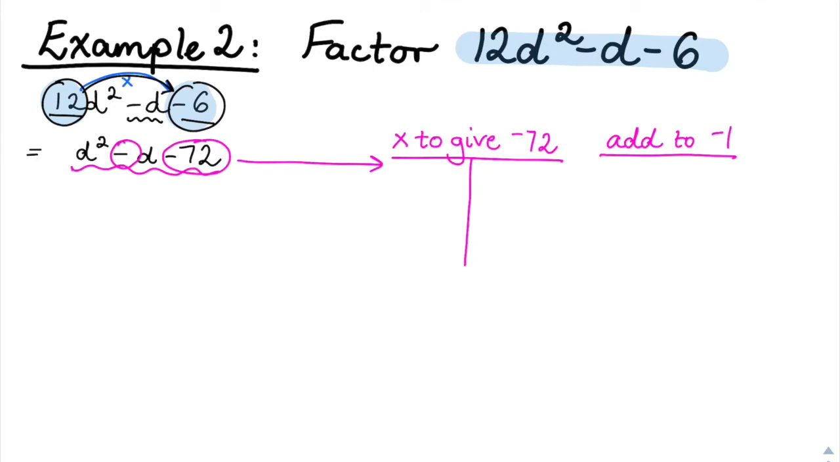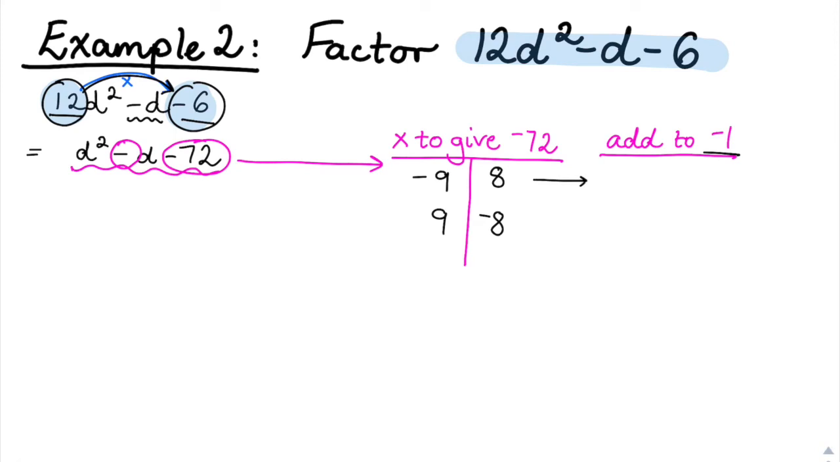So the factors of negative 72. Well, I'm just going to start with negative 9 and positive 8. They multiply to give us negative 72, just like positive 9 times negative 8. I'm not going to bother finding any other factors of negative 72 because I'm pretty sure one of those is going to add to give me negative 1.